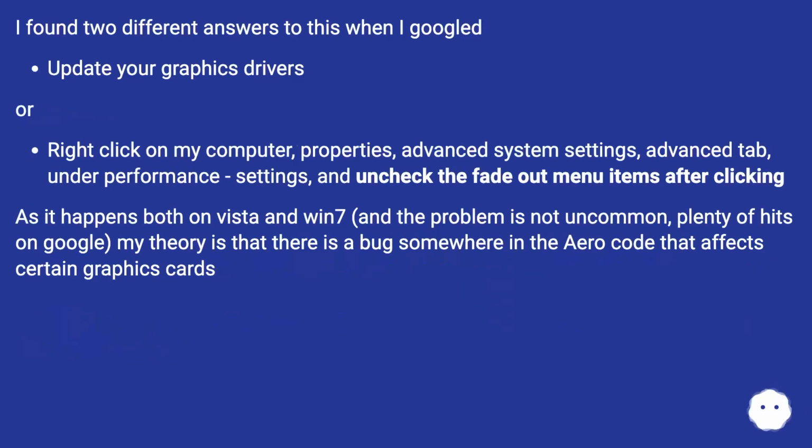I found two different answers to this when I googled: update your graphics drivers, or right-click on My Computer, Properties, Advanced System Settings, Advanced tab, under Performance, Settings, and uncheck "Fade out menu items after clicking". As it happens both on Vista and Win 7, and the problem is not uncommon, plenty of hits on Google, my theory is that there is a bug somewhere in the Aero code that affects certain graphics cards.